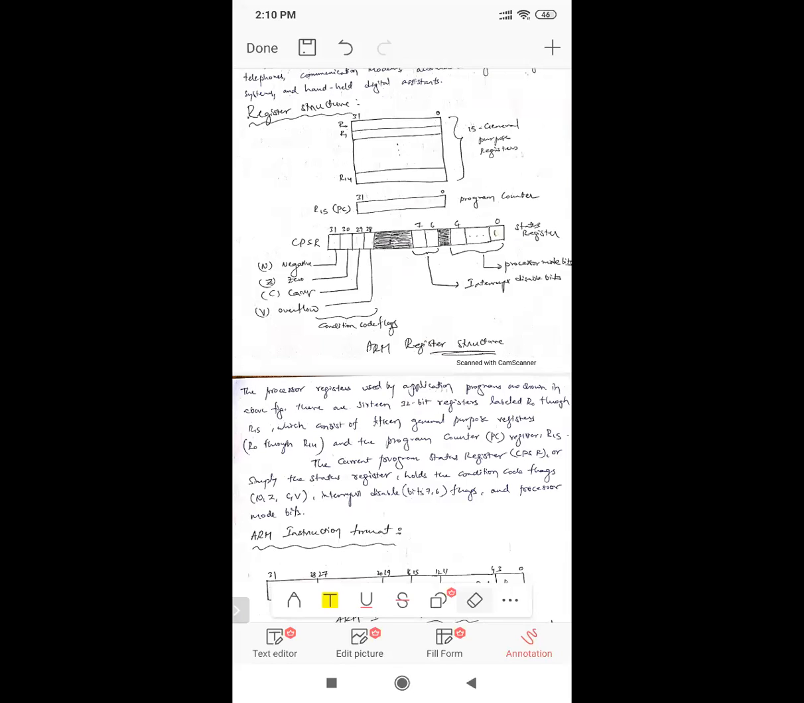Which instruction the processor has to execute, that address will be available in the program counter. The R15 register is used as program counter, and the first 15 registers are used as general purpose registers. For addition and subtraction operations, we have to use these 15 registers R0 to R14. Add R0, R1 like that. Subtract, SUB R1, R2, R3 like that. These 15 registers are used for general purpose operations.